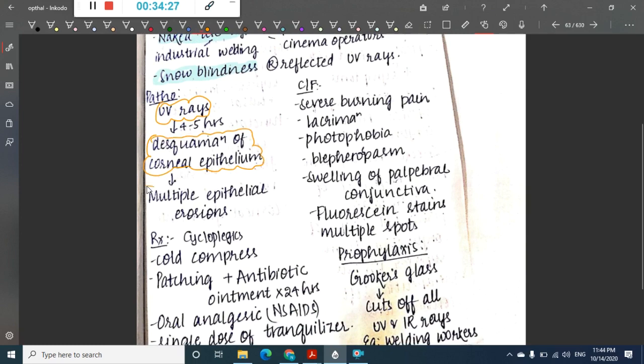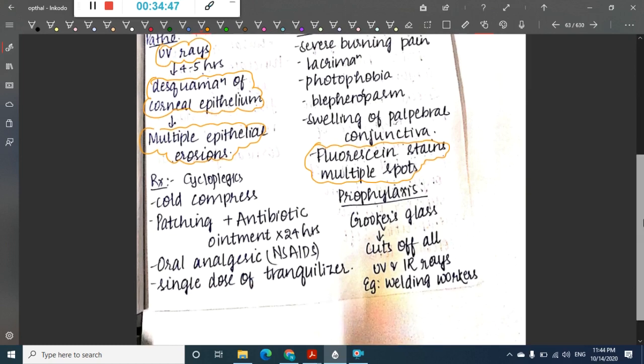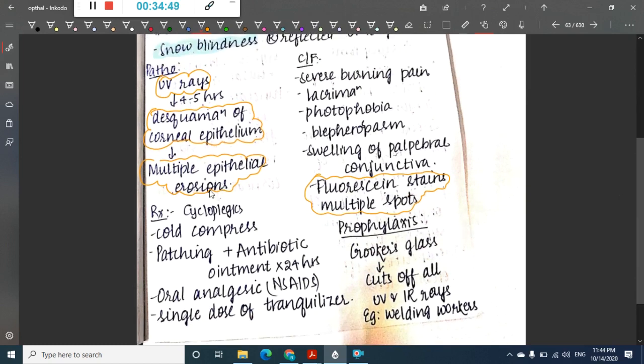Once the corneal epithelium is desquamated, it leads to multiple epithelial erosions. Because of these erosions, there will be severe burning pain, lacrimation, photophobia, and blepharospasm. What is important here is that fluorescein dye will stain these multiple epithelial erosions. Then you will have to use cycloplegics for the treatment.